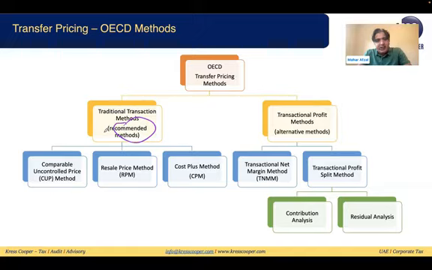But at a very high level, I'll say traditional methods are the comparable uncontrolled price method, resale price method, and cost plus method. And the transactional methods are the transactional net margin method and the transactional profit split method. As I mentioned, we'll be discussing all these methods in detail in our coming webinars.